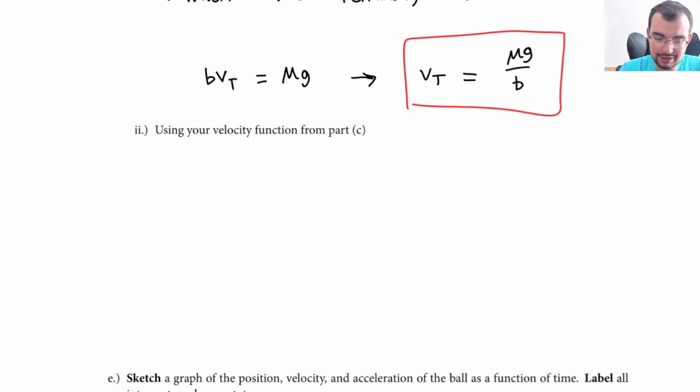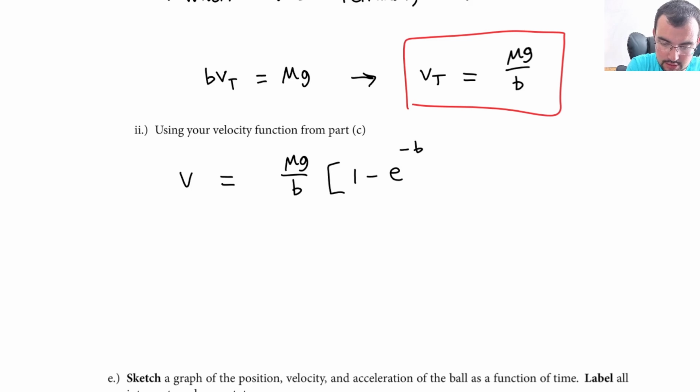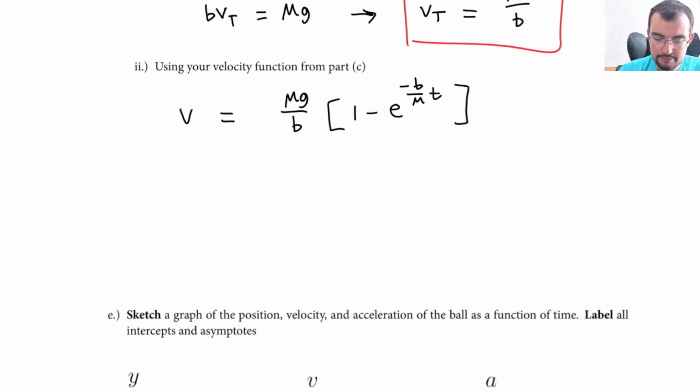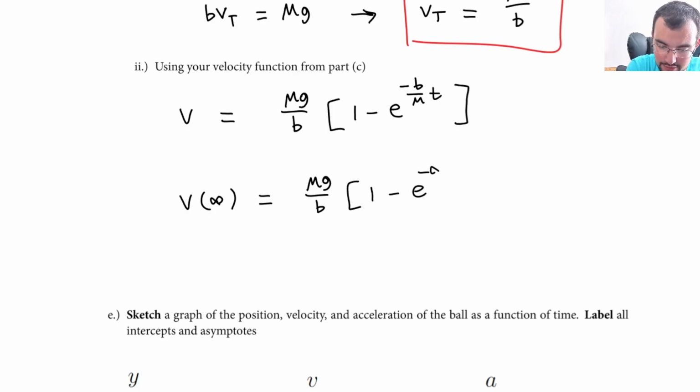All right, what about the velocity function? We said that the velocity function looked like this. Terminal speed means speed after a long time. So v of infinity is just going to be mg over b times the quantity 1 minus e to the negative infinity.